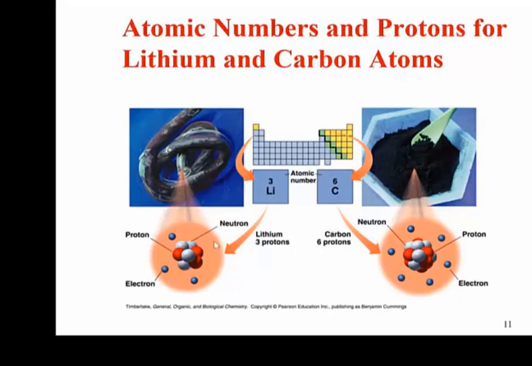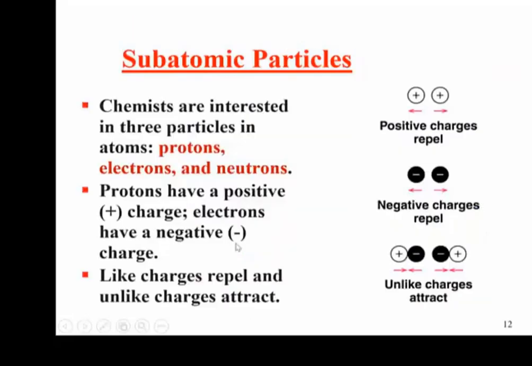And atomic number of lithium is 3. What does it mean? It means it has got 3 protons and 3 electrons. How many neutrons? We don't know. Neutrons depends on the mass number. And if I look at the subatomic particles, protons positive charge, electrons negative charge, neutrons are neutral.